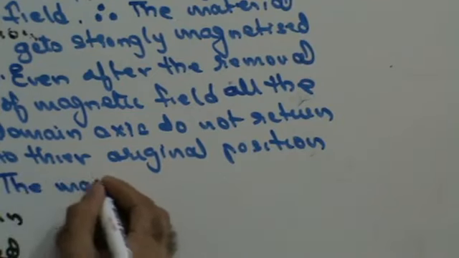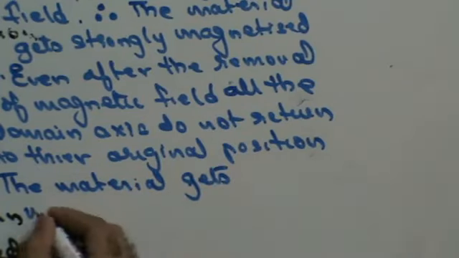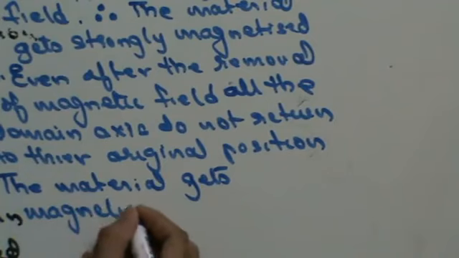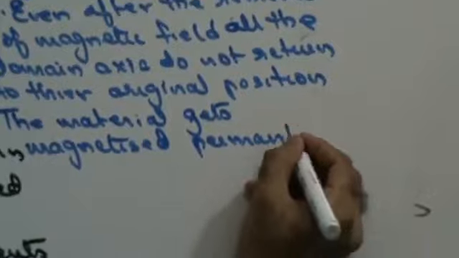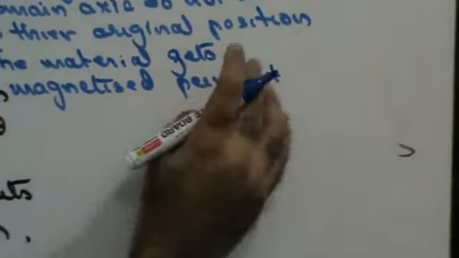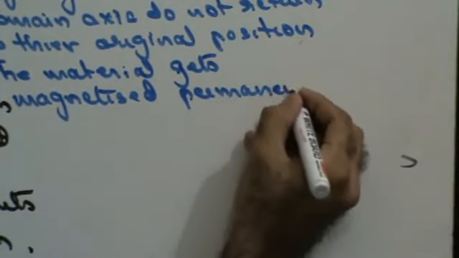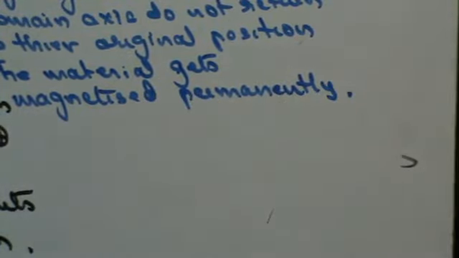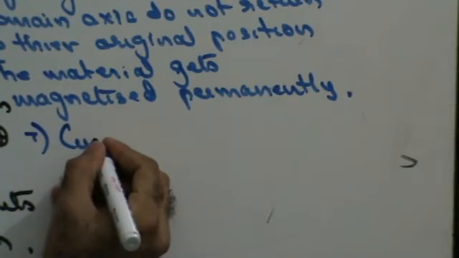The material gets magnetized permanently. That's how a substance would get magnetized permanently. Now, let's see something more about ferromagnetic substances. Let's try to understand Curie temperature.